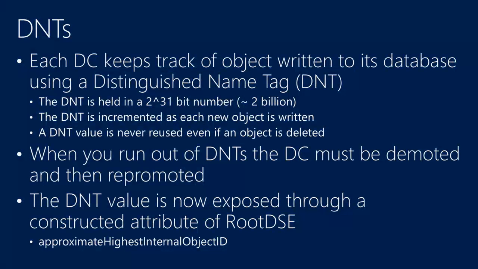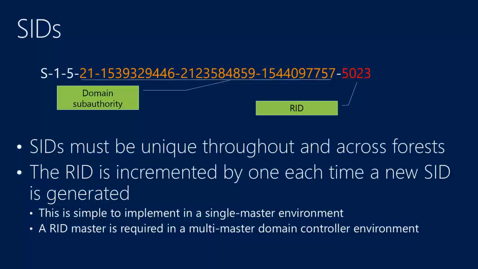What does it mean if you exhaust the DNT? It means that domain controller can no longer have things added to its database. What do you do? You basically just rebuild the domain controller. Because you haven't got 2 billion objects in your AD, but over time you've had 2 billion objects in the AD because you've added and deleted.